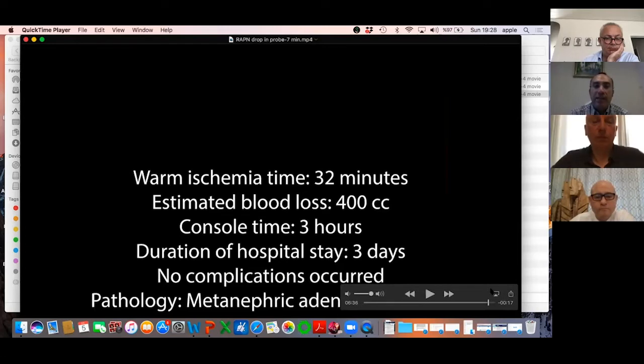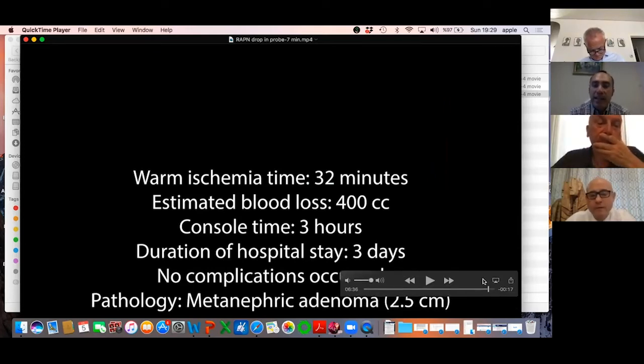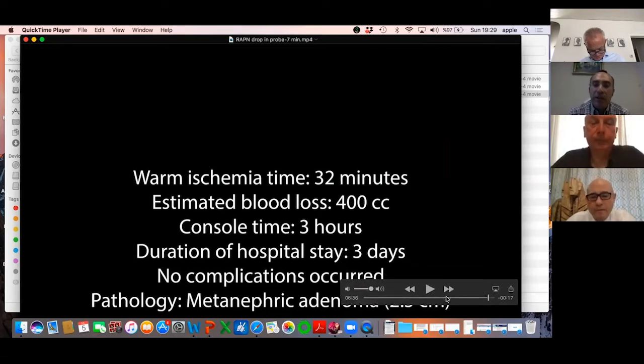For this case, the warm ischemia time was 32 minutes. The estimated blood loss was 400 cc. Console time was 3 hours. And the patient didn't have any complications. The duration of hospital stay was 3 days. And the pathology report was metanephric adenoma for this young lady.